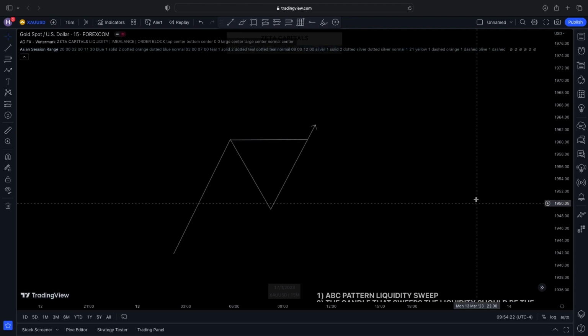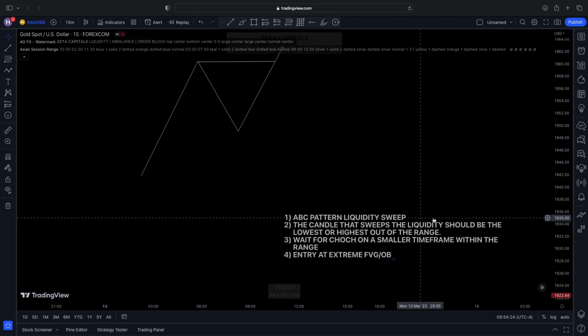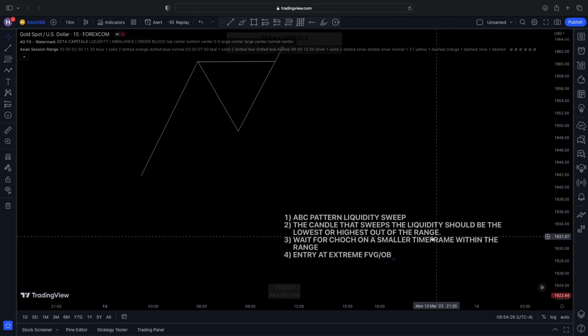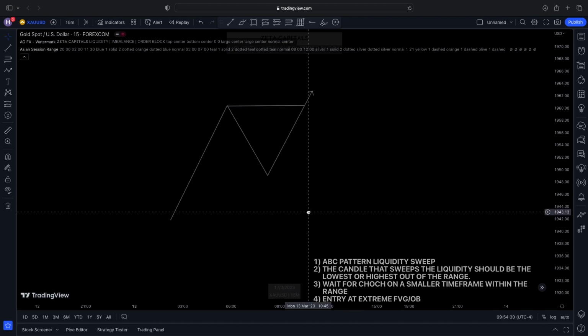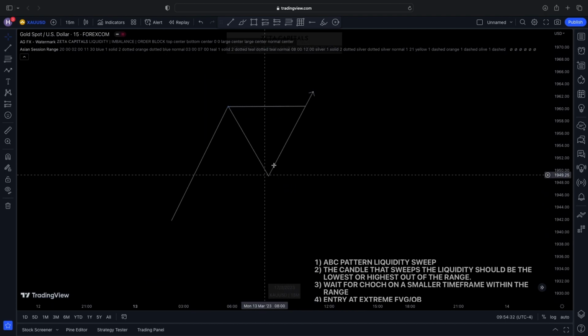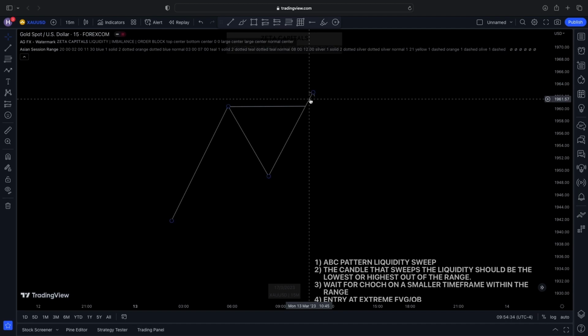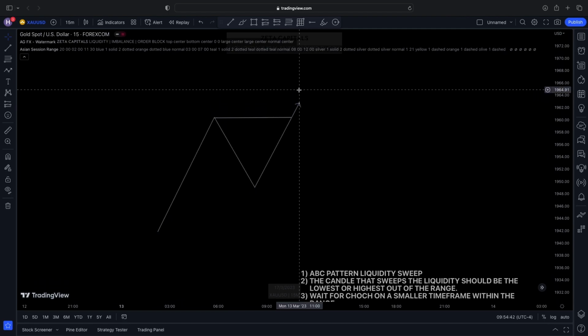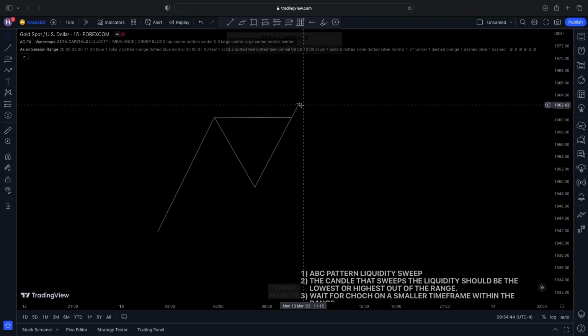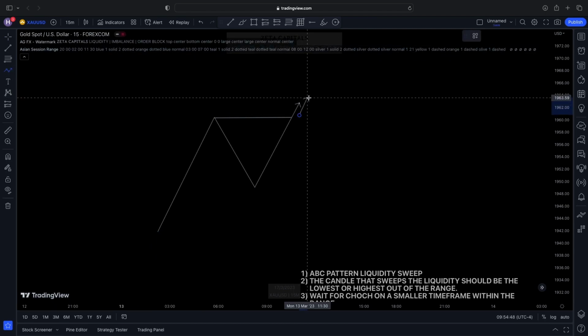So what is the rule number 2? The candle that sweeps liquidity should be the lowest or the highest out of the range. And now you need to understand this very carefully. We have the A leg, B leg, and then the C leg. So this is a point where price goes above it, and the very first candle that sweeps the liquidity, okay, and then closes. I don't want to see another candle go above it, okay. Let's suppose we have this one candle, it goes above that, and then it closes.